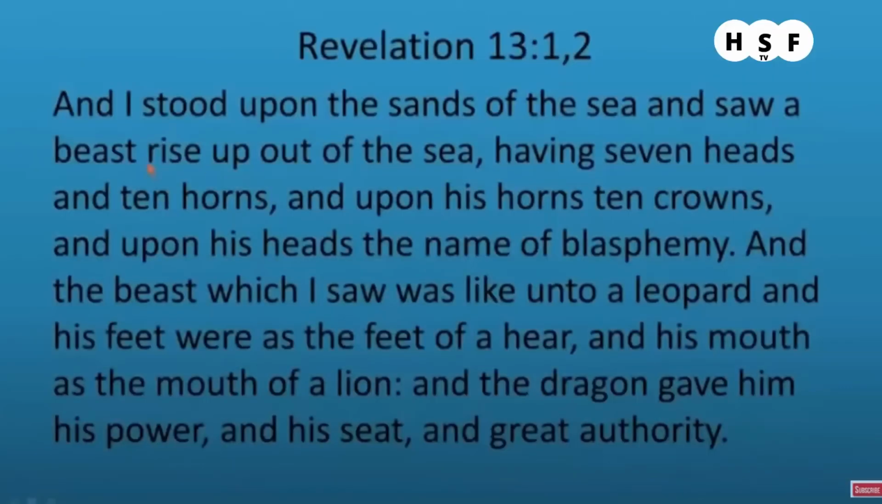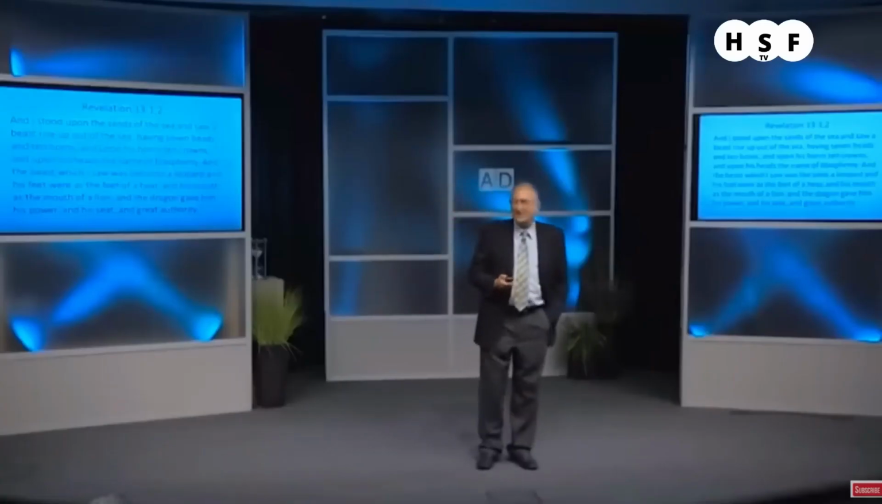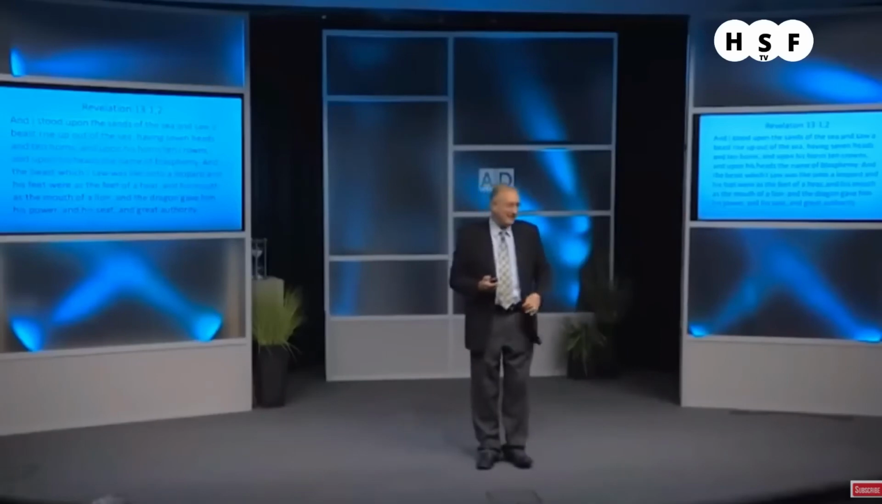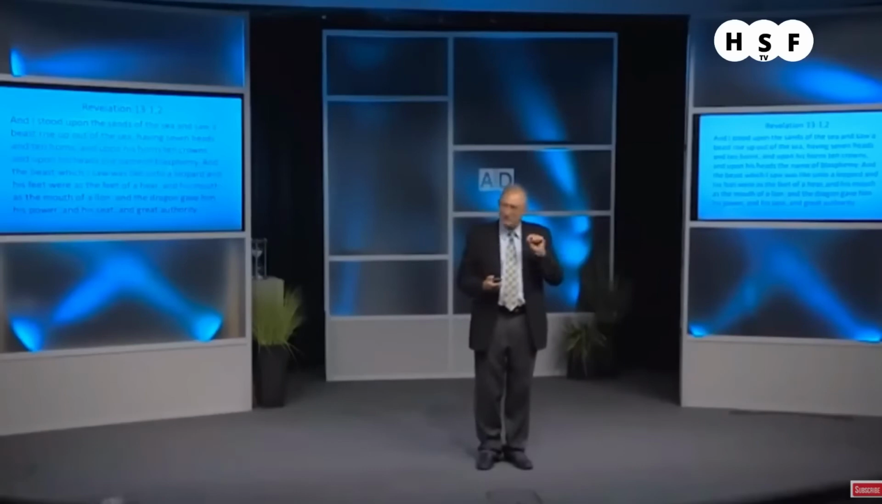And I saw a beast, a kingdom, rise out of the nations, having 7 heads and 10 horns, and upon his horns 10 crowns. And upon his head the name of blasphemy. Now we picked up that little word blasphemy when we studied Daniel chapter 7. Which component of Daniel chapter 7 was the blasphemous component? It was the little horn power.